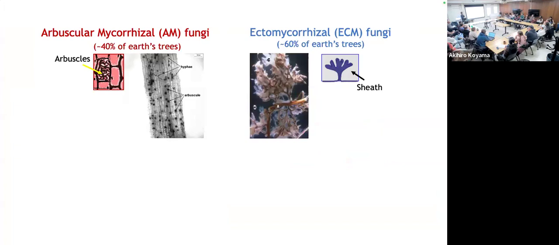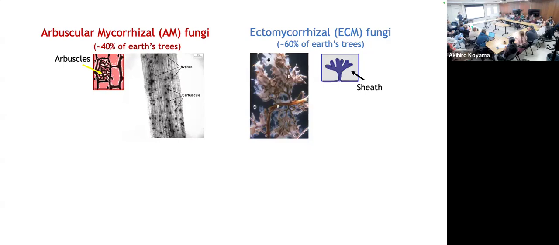So how do we go about doing that in my lab? We go about that by looking at the two dominant forms of mycorrhizal fungi that associate with trees. Nearly all trees on Earth associate with mycorrhizal fungi, and most of them associate principally with only one or the other type of mycorrhizal fungi. So maybe these are familiar to you.